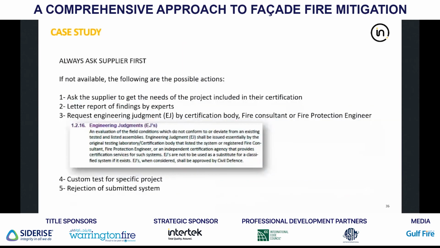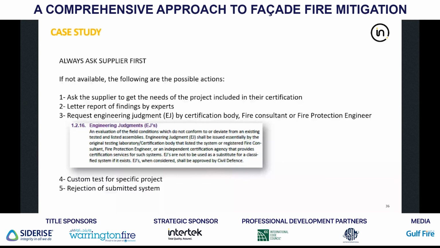Now, what can we do? First of all, always ask the supplier first. Maybe they do have the evidence. If you're working with reputable manufacturers, they usually have a long list of different certifications, so they might have it. But if that is not available, possible actions included in the UAE Code: ask the supplier to get the needs of the project included in their certification. They reach out to the certification body, and the certification body will tell them what they need to do to include it.